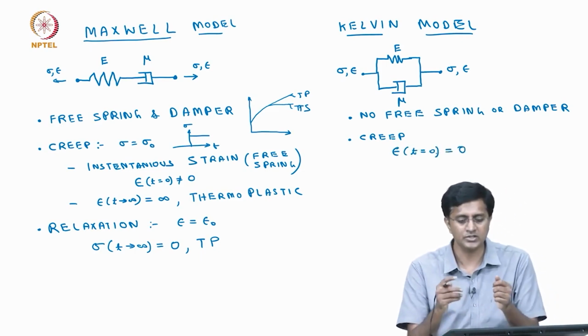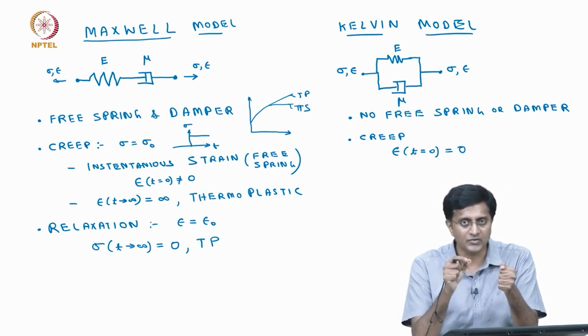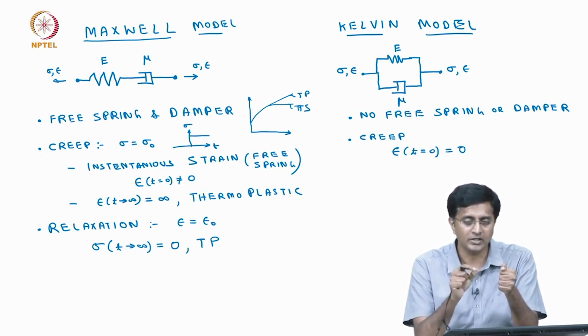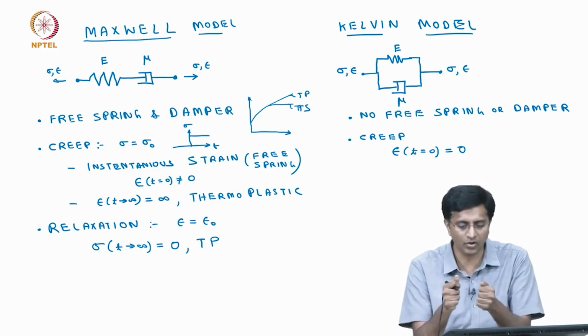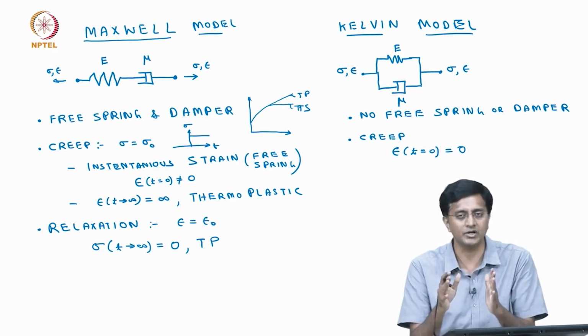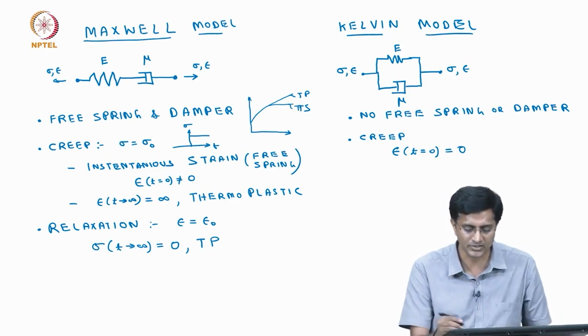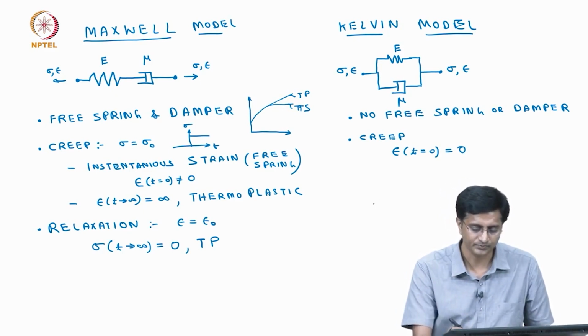The reason is because even though you have applied a load, as we already have seen, the damper never shows you an instantaneous deformation. So, the damper will not budge initially. Since the damper will not deform, the spring also cannot deform, because both of them should maintain the same deformation or strain. That is the reason why the instantaneous strain is 0.